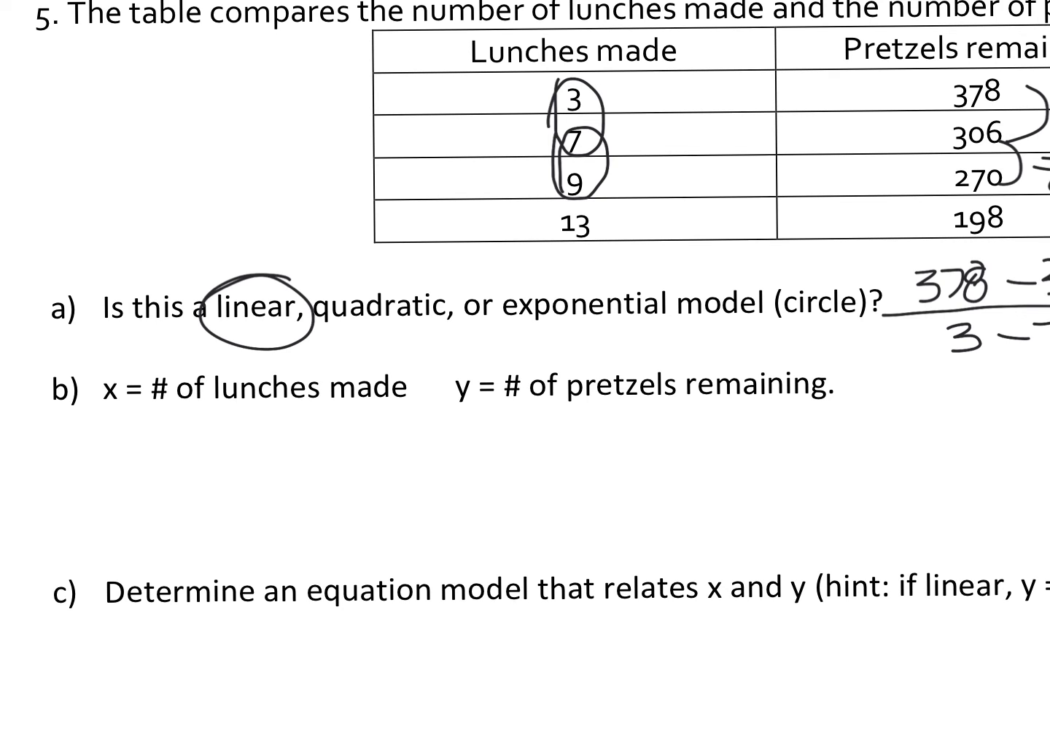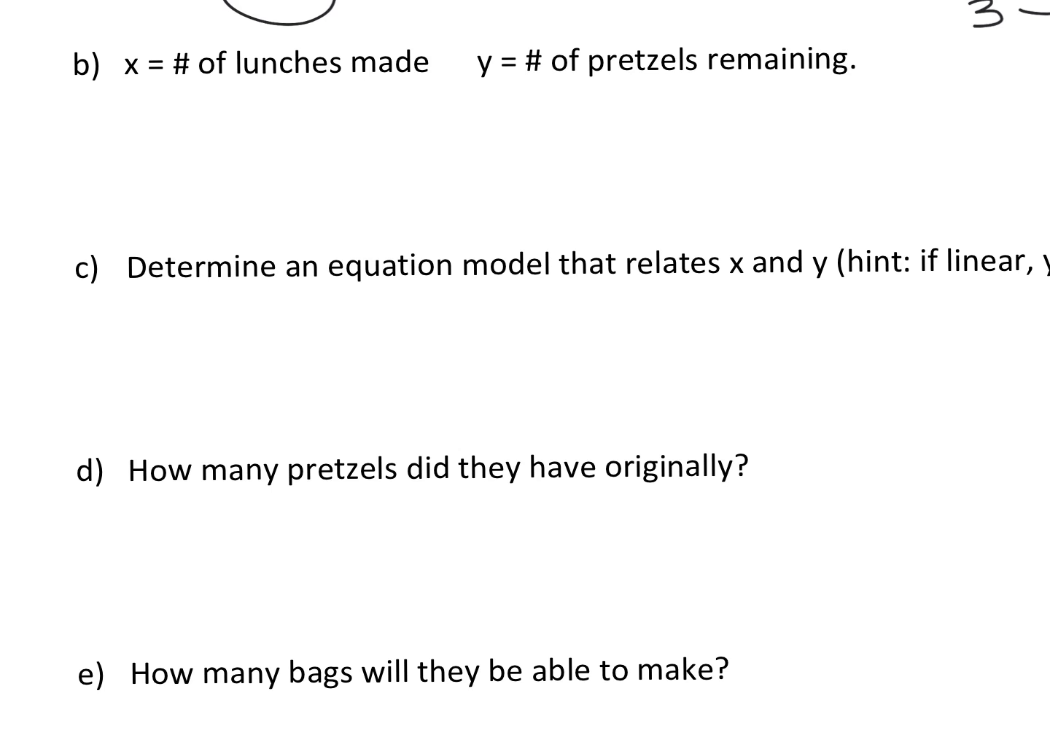So first thing you're doing is just circle, it's a linear function that's going down by 18 for every lunch bag. So that is our slope. And well, first, let me back up a step. X is the number of lunches made, and Y is the number of pretzels remaining. So how is that changing? Well, first off, M is negative 18 pretzels per bag.